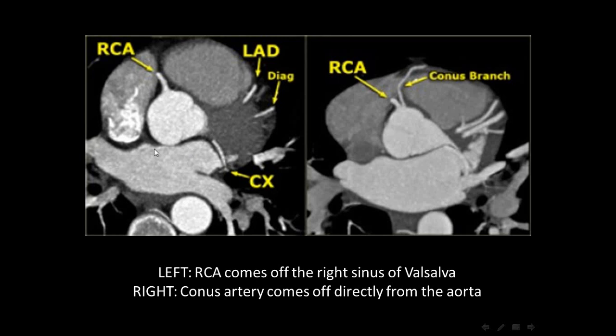This is the right coronary artery originating from the right coronary sinus, running between the right atrium and right ventricle, in the atrioventricular groove, and covered partially by the right atrial appendage. This is the conus branch that we have talked about. In this case, it's originating from the aorta directly.